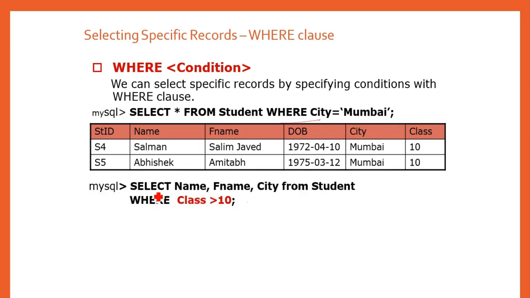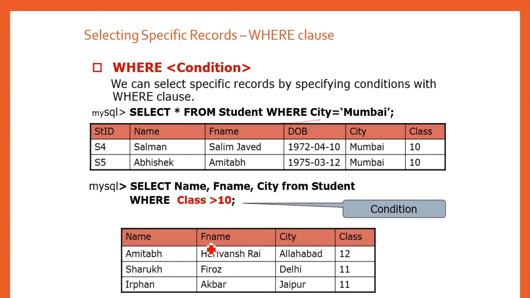Let's see another example. Select name, fname, city from student where class greater than 10. Class greater than 10 means up to 10 I will not get; I will get 11, 12. This is a condition. So you can see what I am getting in the output: the name column, the fname column, city, and then the class. In class I am getting only 11 and 12.